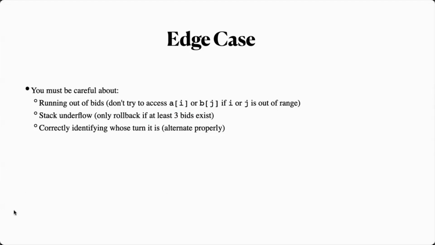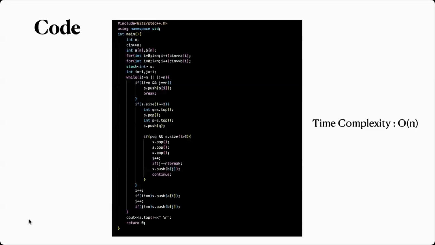Now we'll see the code implementation of the idea. So we have a stack S. We initialize I and J variables, which are the indices of A and B respectively. We initialize them to -1 because we'll be incrementing them later in the loop. Since the stack is initially empty and none of these if conditions are held, I will be incremented to 0, and then we'll push Yukash's first bid in the stack, followed by Varun's next bid.